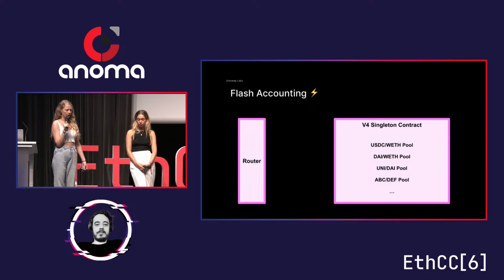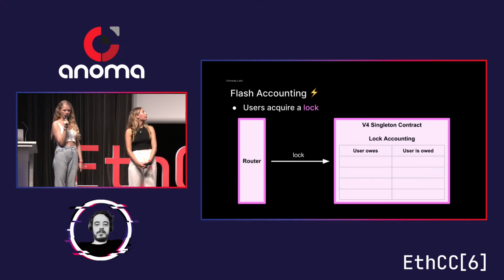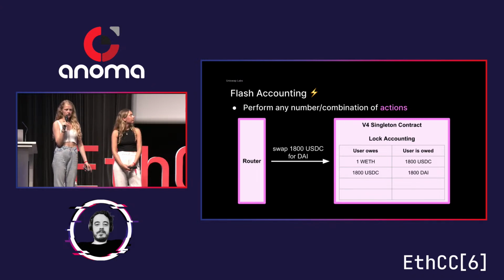Here's a quick example. So the user acquires a lock, and that sets up your lock accounting. You want to swap one WETH for USDC first. So the user owes one WETH to the contract, and the contract owes the user 1,800 USDC. Now the user wants to swap 1,800 USDC for DAI as the second hop of that trade. Well, the user owes 1,800 USDC and is owed 1,800 DAI.